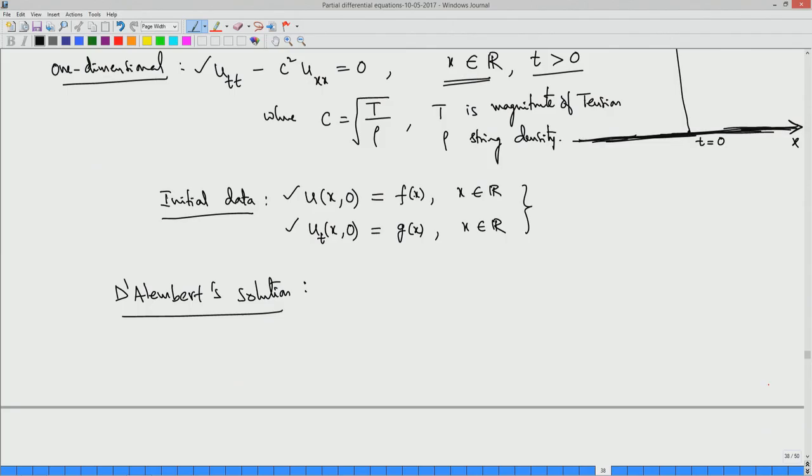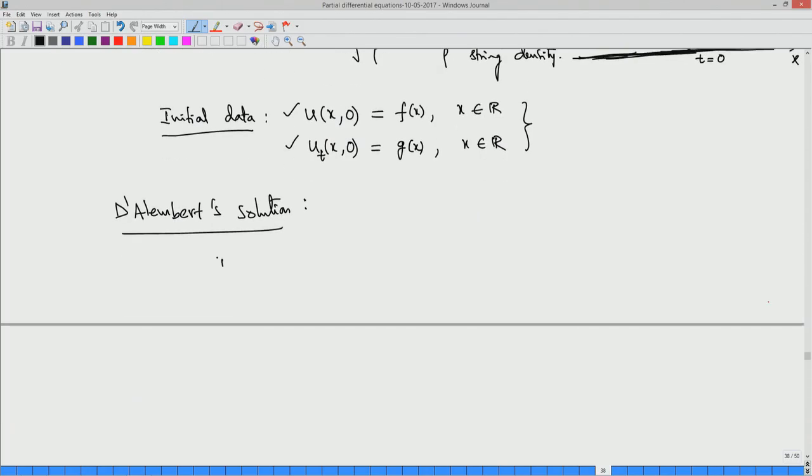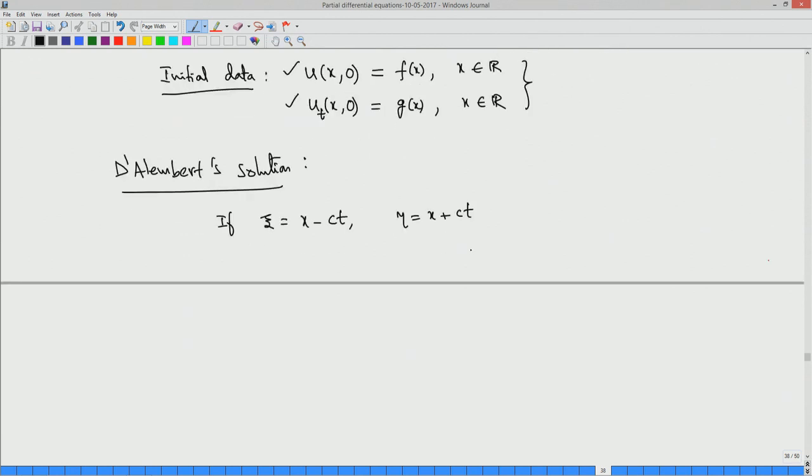So, what we do is we have already seen how to reduce this into the canonical form u_tt minus c squared u_xx equal to 0. This equation, if I choose xi as x minus ct, eta as x plus ct, we have seen that what you get is u_xi eta equal to 0, okay. The given wave equation reduces to u_xi eta equal to 0.